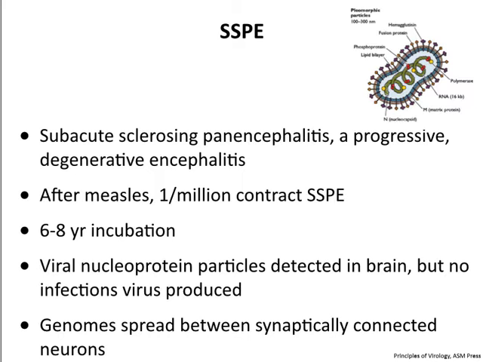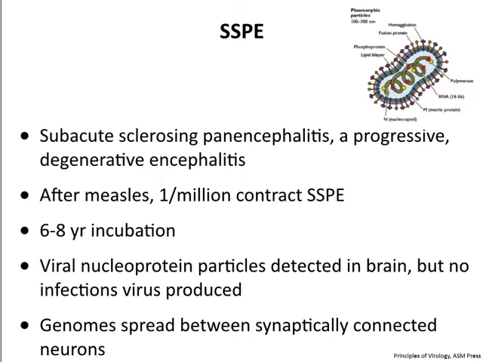It's 100% fatal. And the rate is about 1 in a million cases of measles. Okay, so for every million kids who got measles, one of them will contract SSPE. Now, this is a form of a persistent infection because as far as we can tell, the viral nucleoprotein, that's the protein that coats the RNA, you can find this in the brain of kids with SSPE. So it's been around a long time.